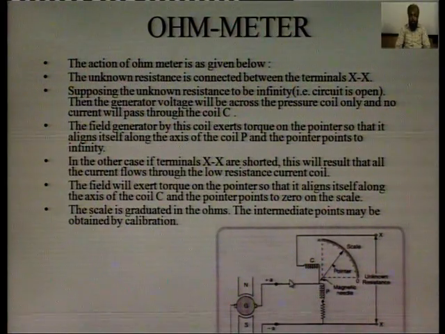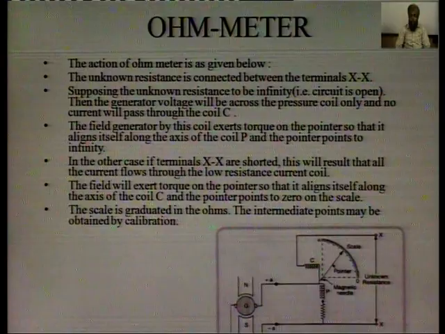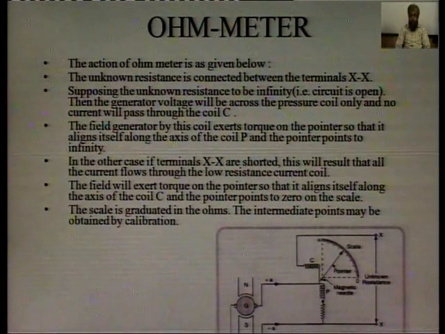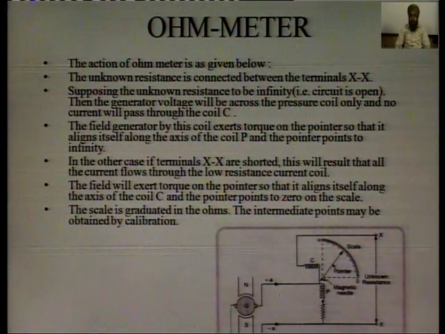The action of the ohmmeter is as follows. The unknown resistance is connected between the terminals XX. Supposing the unknown resistance to be infinite, that is the circuit is open, then the generator voltage will be across the pressure coil only, and no current will pass through coil C. The field generated by this coil exerts torque on the pointer so that it aligns itself along the axis of coil P, and the pointer points to infinity.